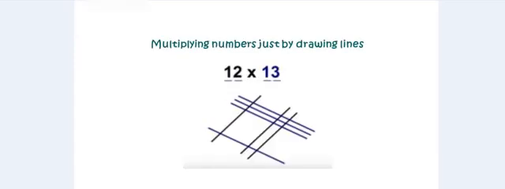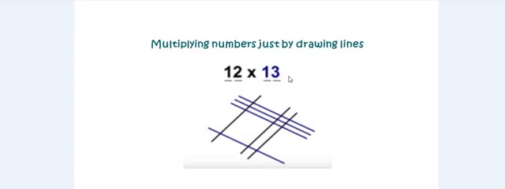Okay, so the example is, can you multiply 12 and 13 by just drawing lines? Well, if you know it, you can do it. I know. So let's see how we can do it. Here we have the numbers 12 and 13. So what we do is we take digits starting from the left hand side and then proceed.